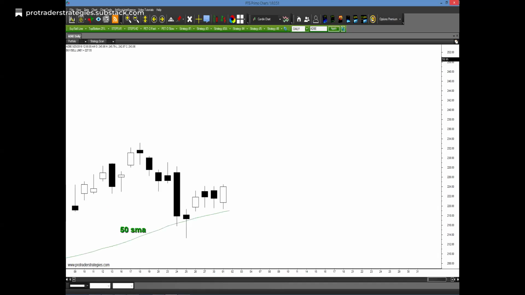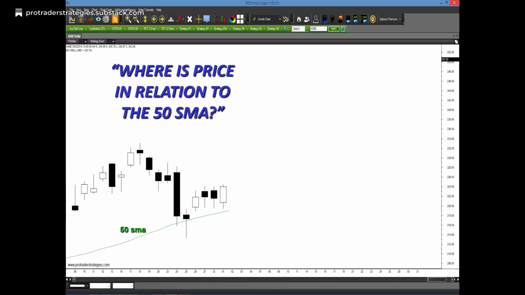We call this our buy-sell line because it tells us whether we should be a buyer or a seller. It gets us on the right side of the market. And here's the first question you have to ask yourself. Where is price in relation to the 50-period simple moving average? Obviously, price is above, and the majority of price bars are above. So if price bars are above, well, then the overall trend is up.